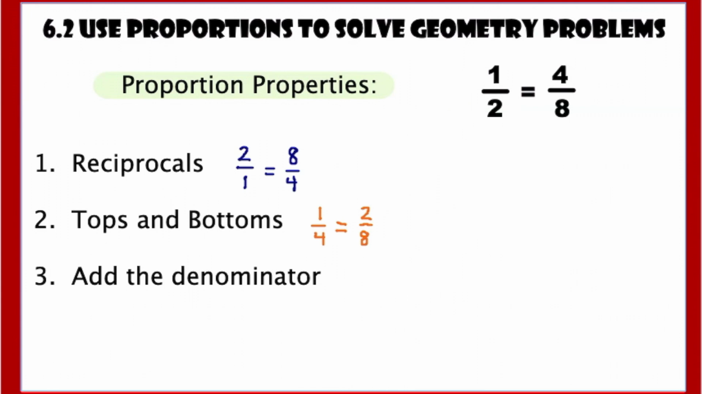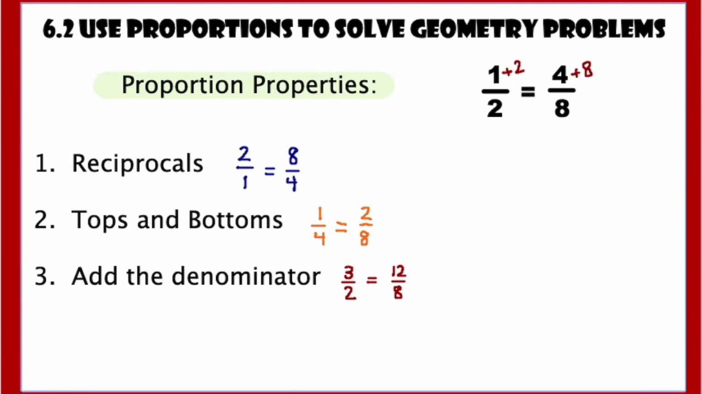This last one is kind of the weird one. It's called add the denominator, at least that's what I call it. The denominator being the bottom number. So what if I took the top and I added the denominator? And on this other one, I added its denominator. That would give me the ratio 3 to 2 for the first one, and the ratio 12 to 8 for the second one, which are equal to each other. 3 times 8 equals 12 times 2.